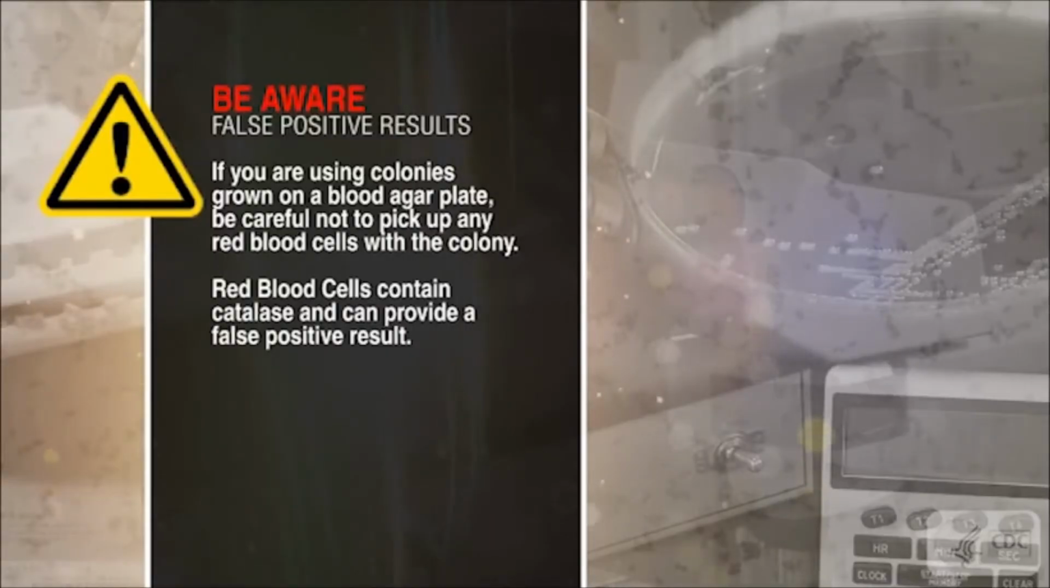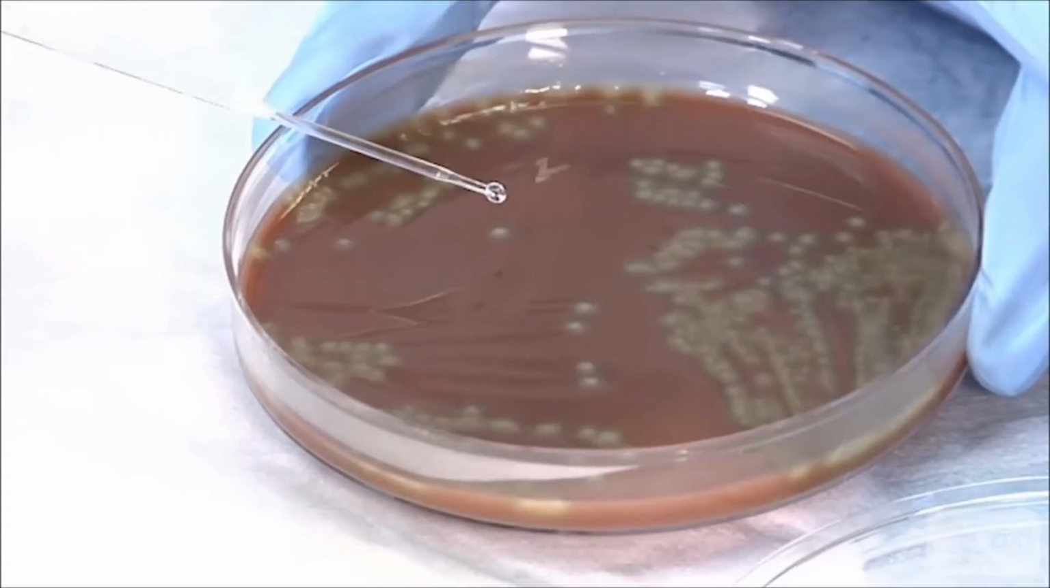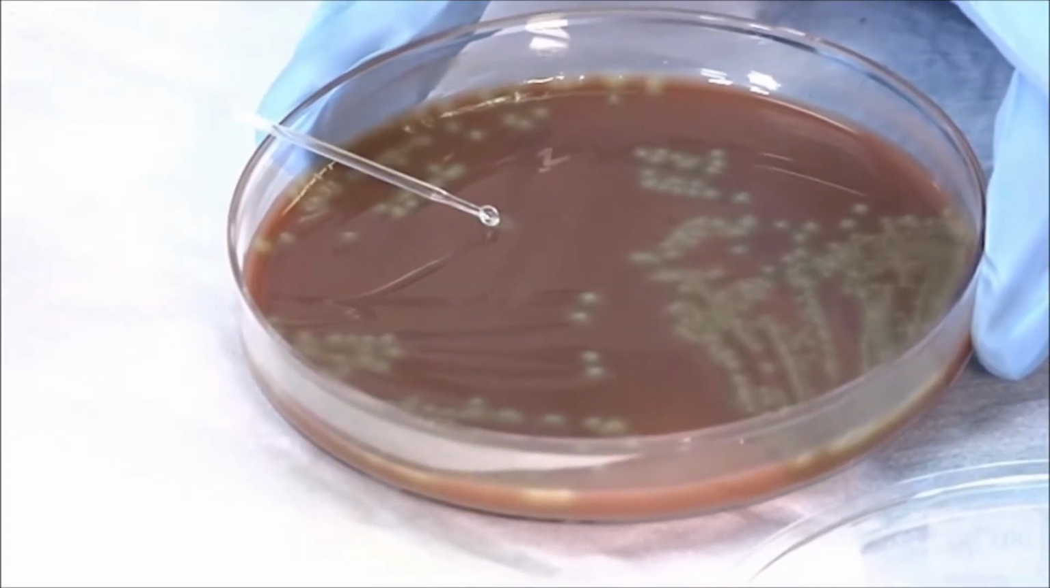If you're using colonies grown on a blood agar plate, be careful not to pick up any red blood cells with the colony. Red blood cells contain catalase and can provide a false positive result. Repeat the process with your negative control.